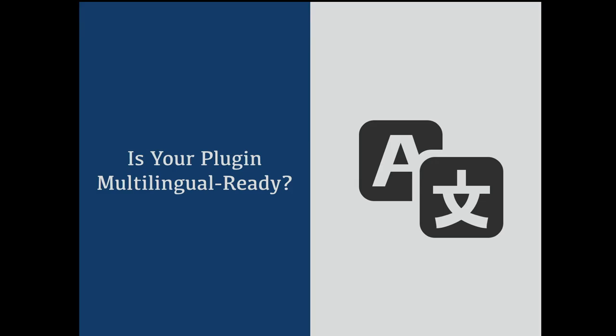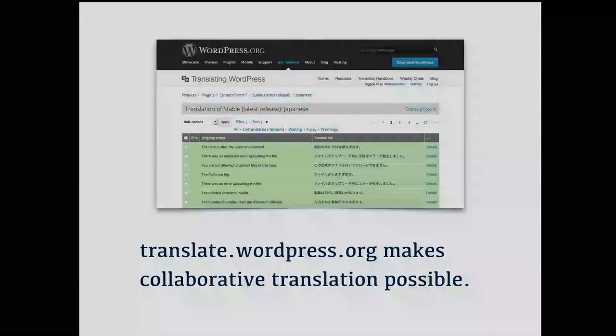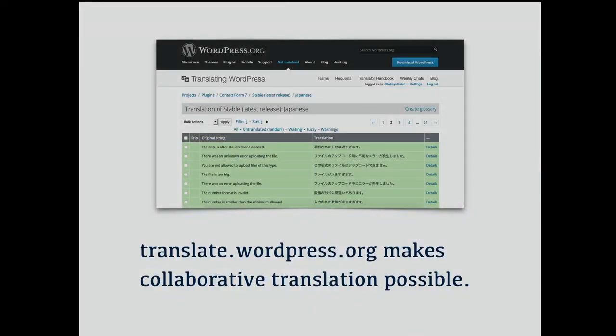Let's look at the localization aspect. Is your plugin localized already? Let's think about translation first. Translate WordPress.org makes collaborative translation possible. Now you can translate WordPress plugins on the Translate WordPress.org site. More than 100 languages are registered on the site, and volunteer translators work for their local languages.